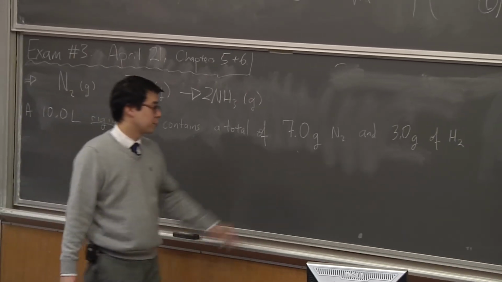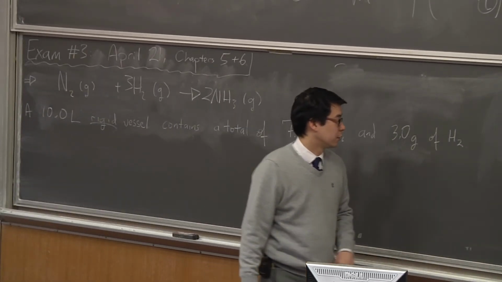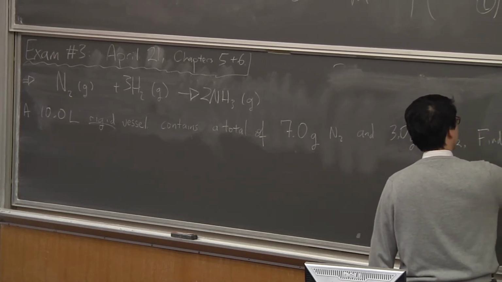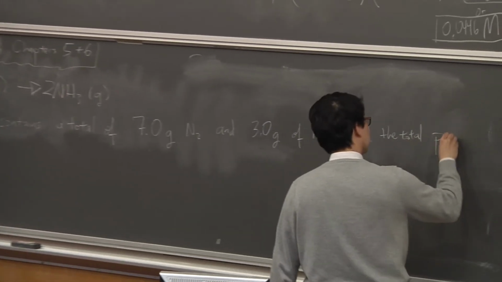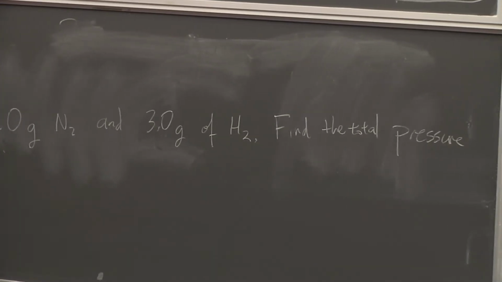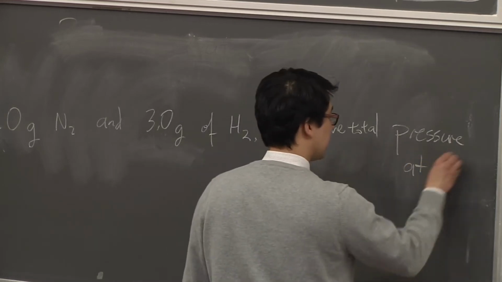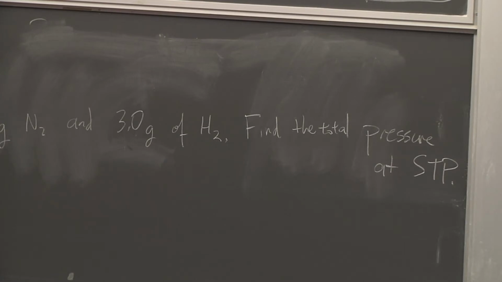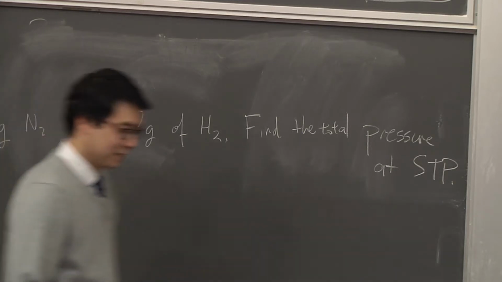A 10.0 liter rigid vessel contains a total of 7 grams of N2 and 3.0 grams of H2. Find the total pressure in the vessel at STP. We're putting concepts together here. We're not doing a reaction yet, but we're putting a few concepts together. Sorry, did I mess that up? Okay, put your heads together and work on it.